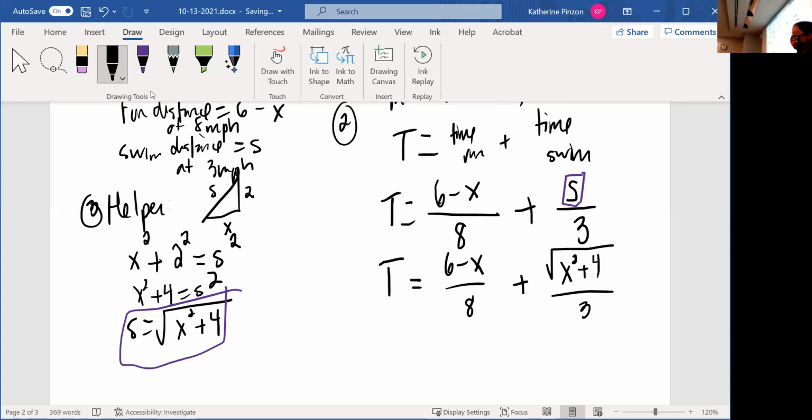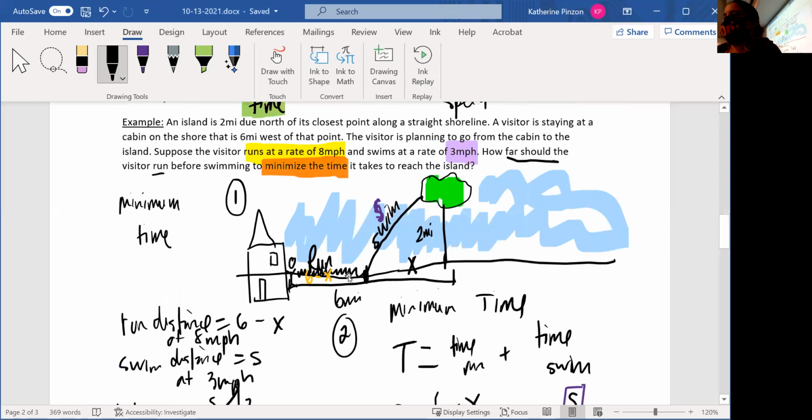Okay, at this point, we should talk about the domain, okay? We should talk about the domain. What does X represent in our picture? A distance here, right? X represents this distance right here. Can X be negative? No. You can't have a negative distance, right? Can X be as big as you want? No, what do you say? X cannot be more than 6, right?